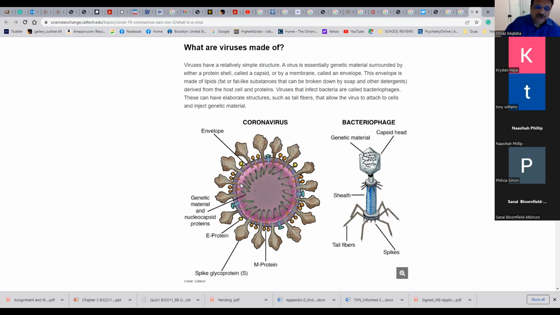So the virus genetic material, which is present inside, is also covered by a capsid, and above the capsid there is an envelope. Within the envelope there are various kinds of proteins, depending on what type of virus it is. And there are some proteins which serve as a receptor that binds to human cells. For example, in coronavirus, there is the spike protein.